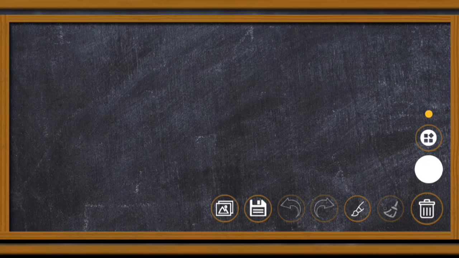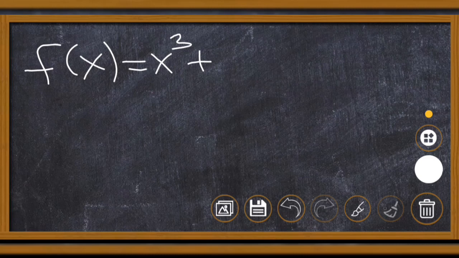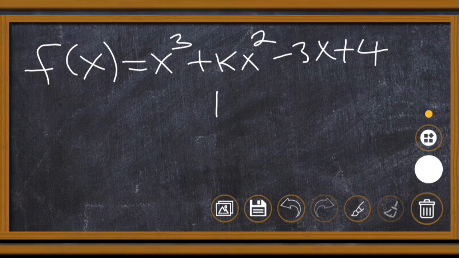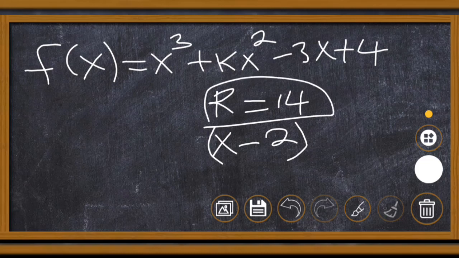So let's say you have been given a function where f of x equals x raised to power 3 plus kx squared minus 3x plus 4. For such kind of questions, you are mostly given the remainder and also the divisor. In this case, let's say the remainder of this function is 14 and the divisor is x minus 2. So this is our divisor and this is our remainder.